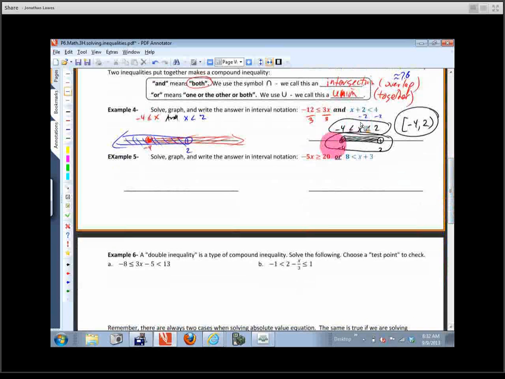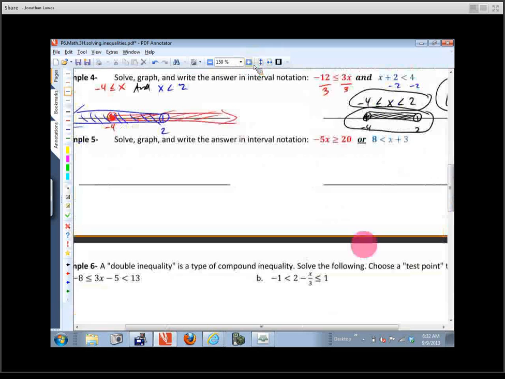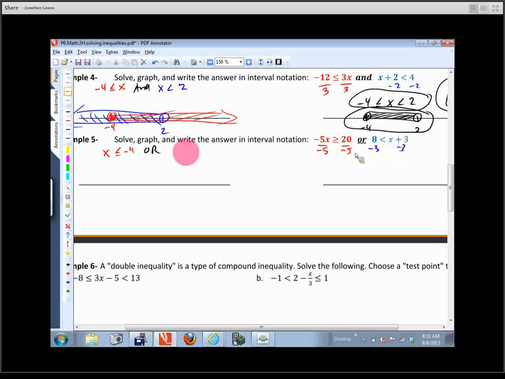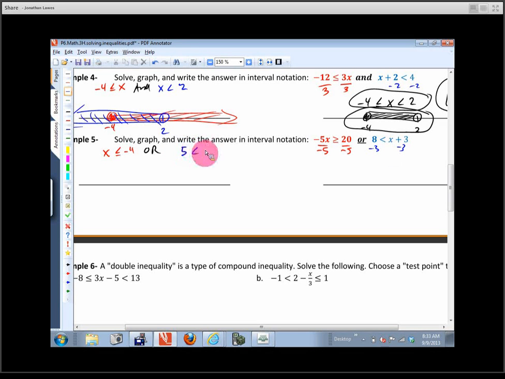Okay, let's do the same thing on this one then. We'll solve this guy right here. Let's see, if I'm going to solve -5x greater than 20, divide by -5. That's going to switch the direction of the inequality, so that's going to be x less than or equal to -4. Okay, the word that connects those is or, so one or the other or both. And then we'll solve this one right here. I'm going to move the 3 over by subtracting 3. So this is going to be a 5 less than x.